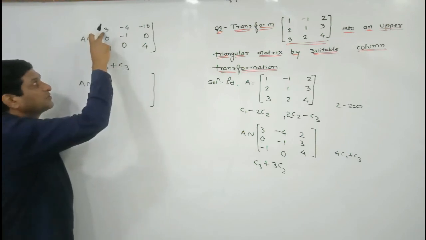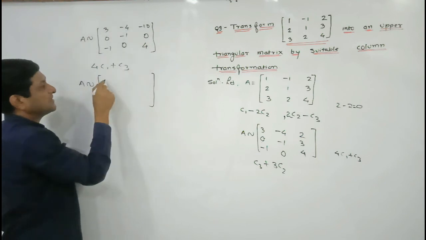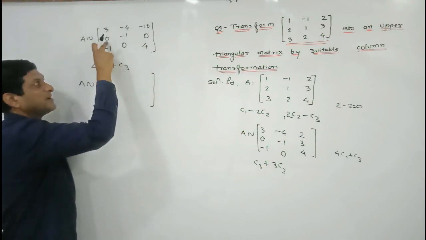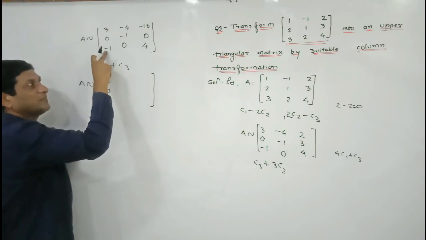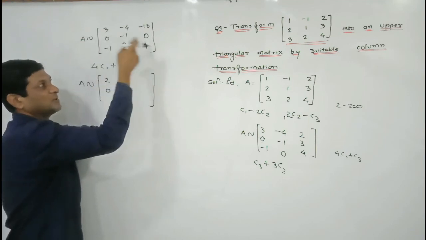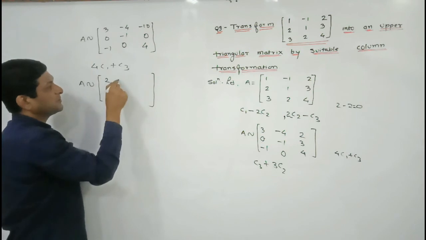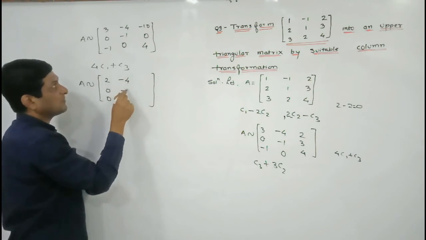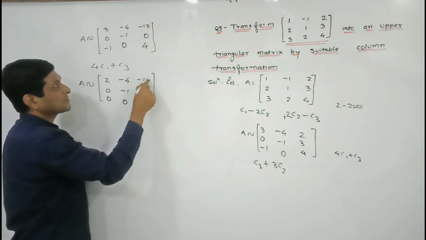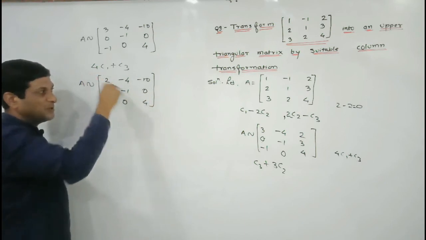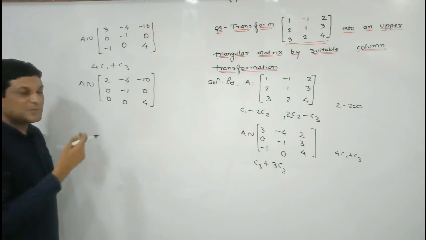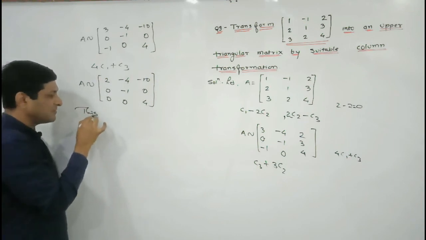Multiply by 4. 4 3s are 12. 12 minus 10 will be equal to 2. Multiply by 4. 0. So 0 plus 0 will be equal to 0. Multiply by 4. We will get -4. -4 plus 4 will become 0. Keep remaining element as it is: -4, -1, 0, -10, 0, 4. And here we can observe that all the elements below the diagonal elements are 0. Means we can say that this is an upper triangular matrix.